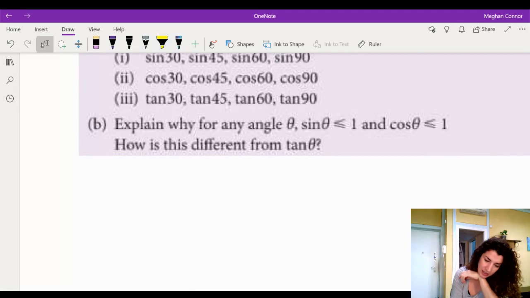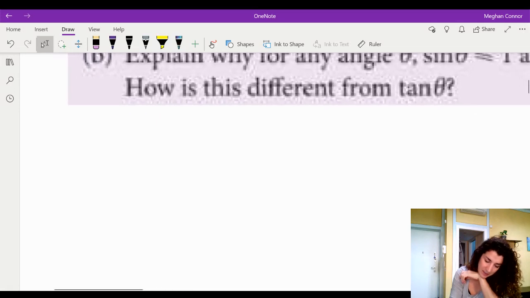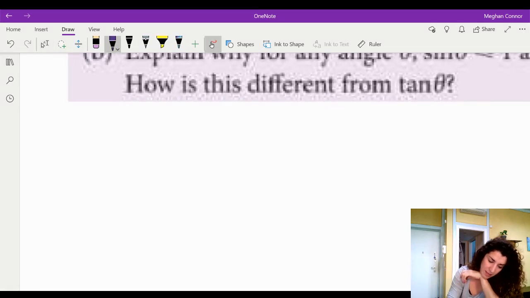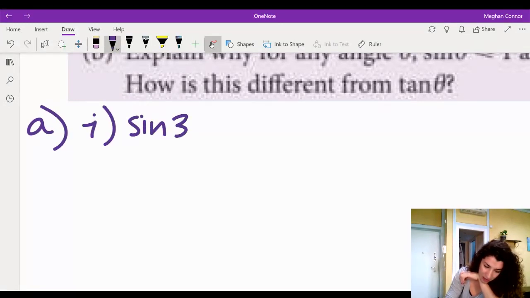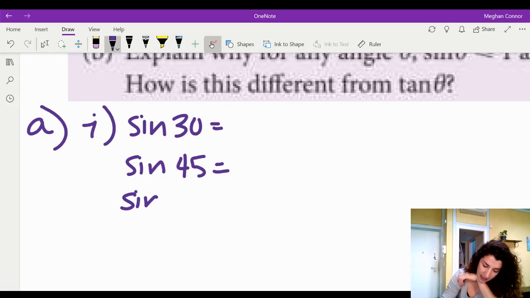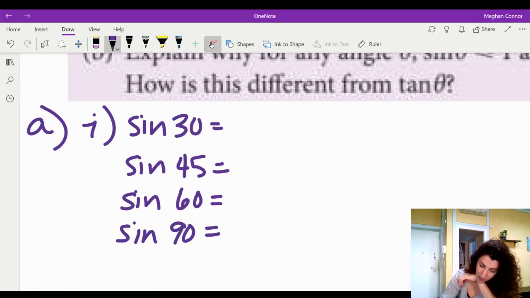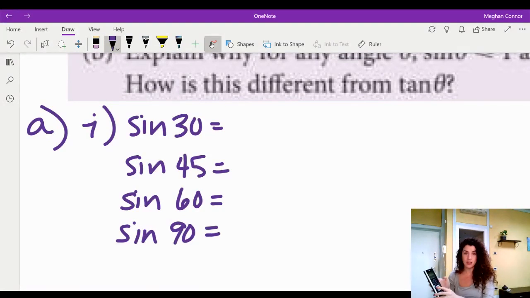So 30, 45, 60, 90. We're doing sine of 30, sine of 45, sine of 60, and then sine of 90. Just going to your calculator, you press that little trig button. We're going to go to sine, and I'm going to plug in 30.